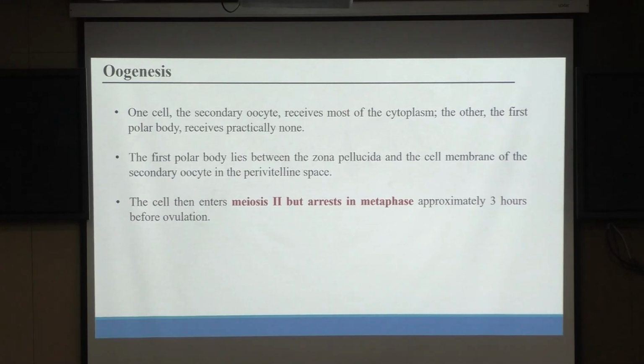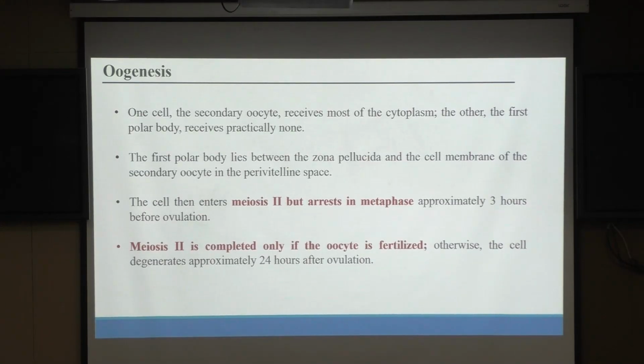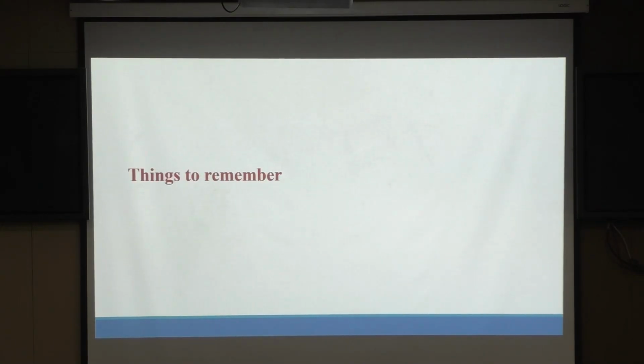Primary oocyte gets arrested in prophase stage. Secondary oocyte gets arrested in metaphase stage. First meiotic division gets completed before ovulation. Second meiotic division gets completed only after fertilization, only at the time of fertilization. So these are the things you need to remember in case of oogenesis, right? So meiosis 2 is completed only if the oocyte is fertilized. Right? Now, these are things for you to remember, take-home messages, and then for you to go and read more.